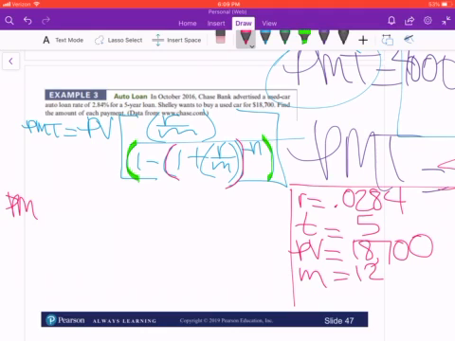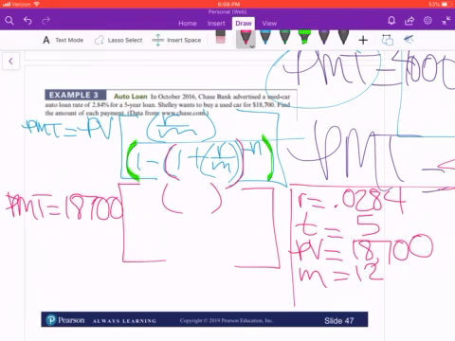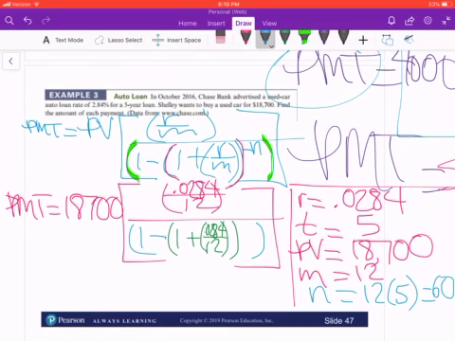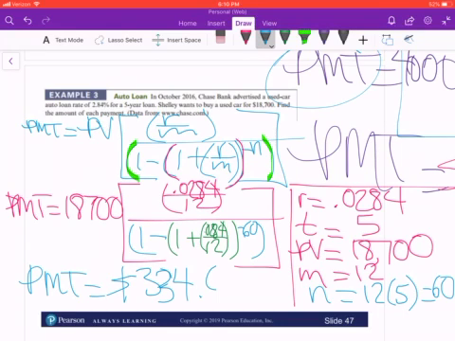To solve for the payment, we will need the value of the car, $18,700, multiplied by R over M, 0.0284 divided by 12. All of that divided by 1 minus 1 plus R over M, which is 0.0284 divided by 12, all raised to the power of negative n. Remember that n will be 12 times 5, so it's 60, but for our exponent we need negative 60. After we enter all of that on the calculator, we should get a payment of $334 with 69 cents.